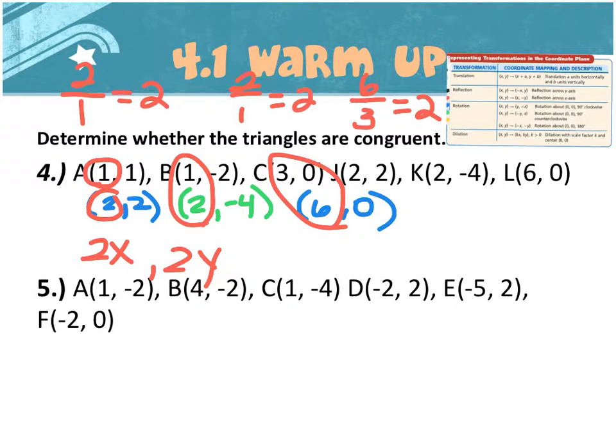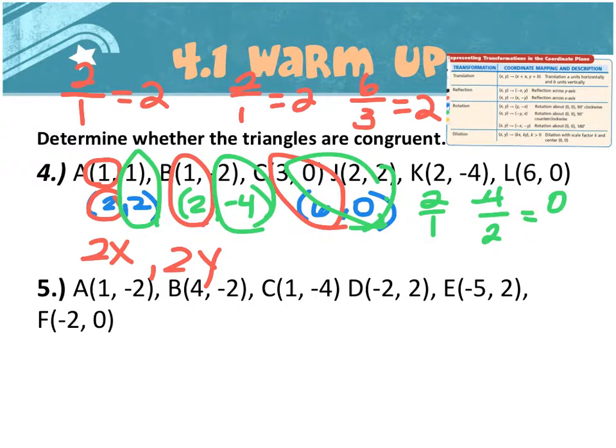That right there tells you the scale factor on the X. And then go back and do the same thing for the Y's. 2 over 1, that's 2. -4 over 2, that's 2. And 0 over 0, even if you multiply that by 2, it still doesn't change it. So that gives you what your change is, and that's a dilation, which means that these are not congruent.